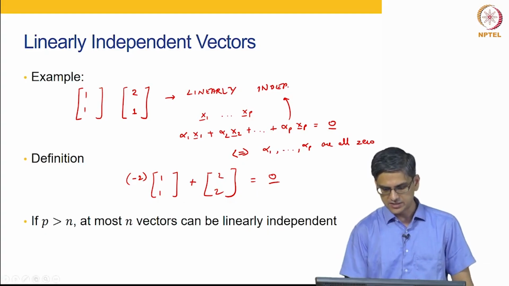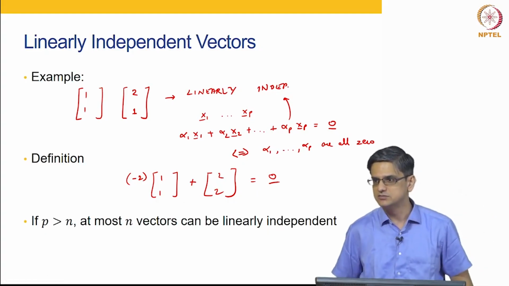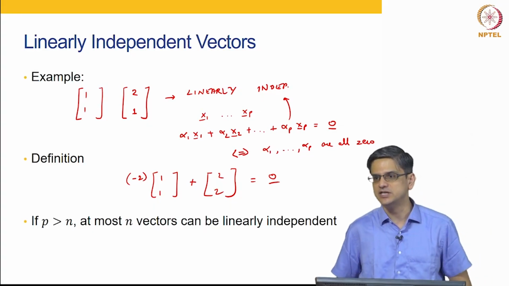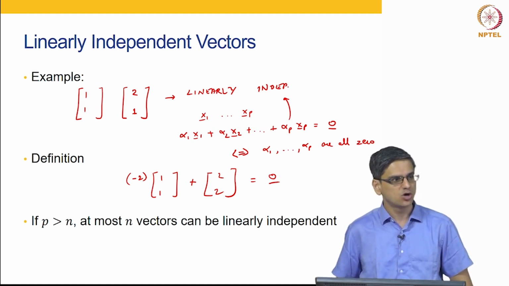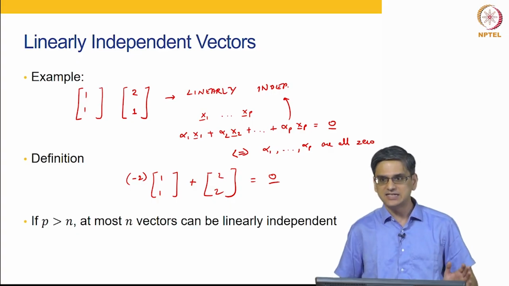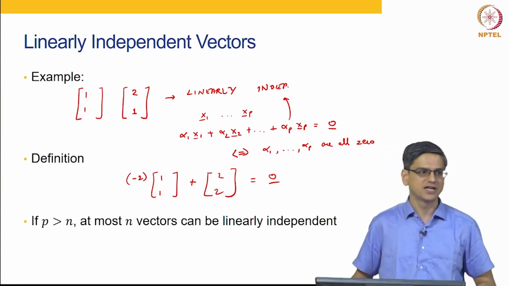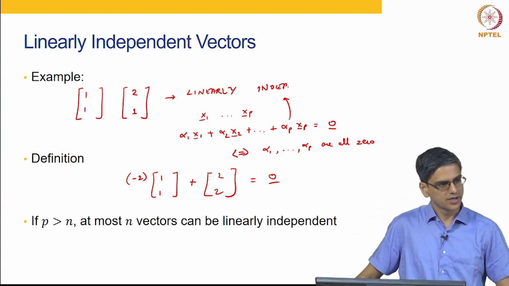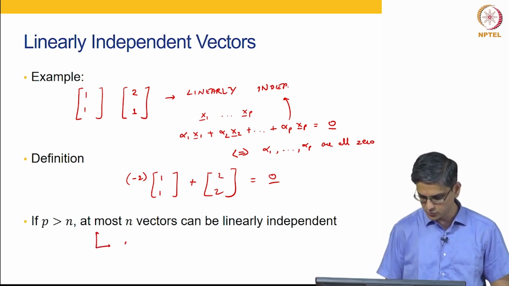If the number of vectors x1 to xp is greater than the size of those vectors, the dimension of the vectors, then those vectors cannot be linearly independent. So if x1 bar, x2 bar, x3 bar and so on are vectors in n dimensional vector space, then at most you can have n linearly independent vectors. Again, this is something in your first assignment I am asking you to prove.